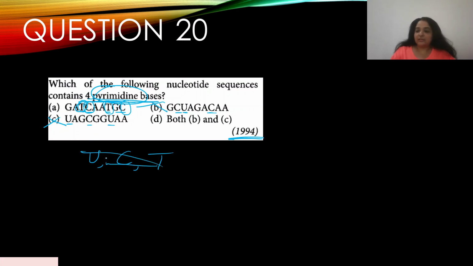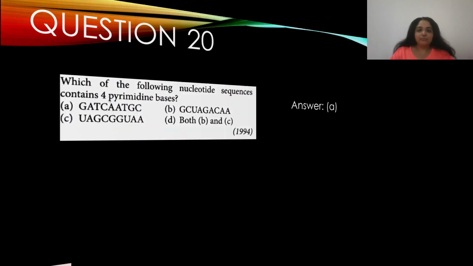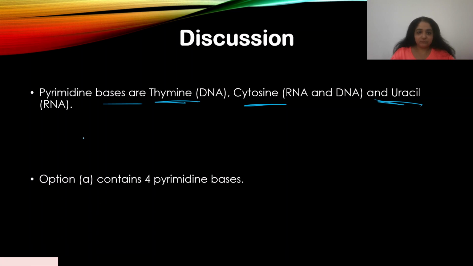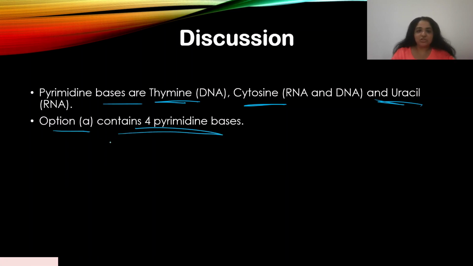Okay, so the correct answer here is A. It can't be B, it can't be C. Obviously, the option is not D. It has to be A. So it has 4 pyrimidine bases in it. Okay, this is how you identify the bases in the sequence. So pyrimidine bases are thymine, cytosine, and uracil. Option A contains 4 pyrimidine bases. We just saw that it was a DNA sequence, and obviously uracil is absent. In place of that, you have thymine and cytosine. All right, let's move on.